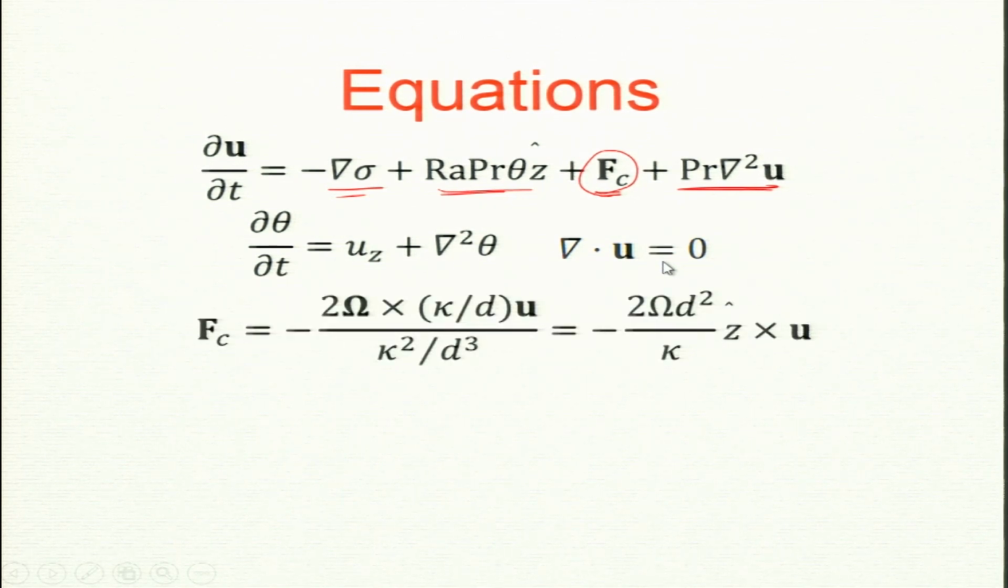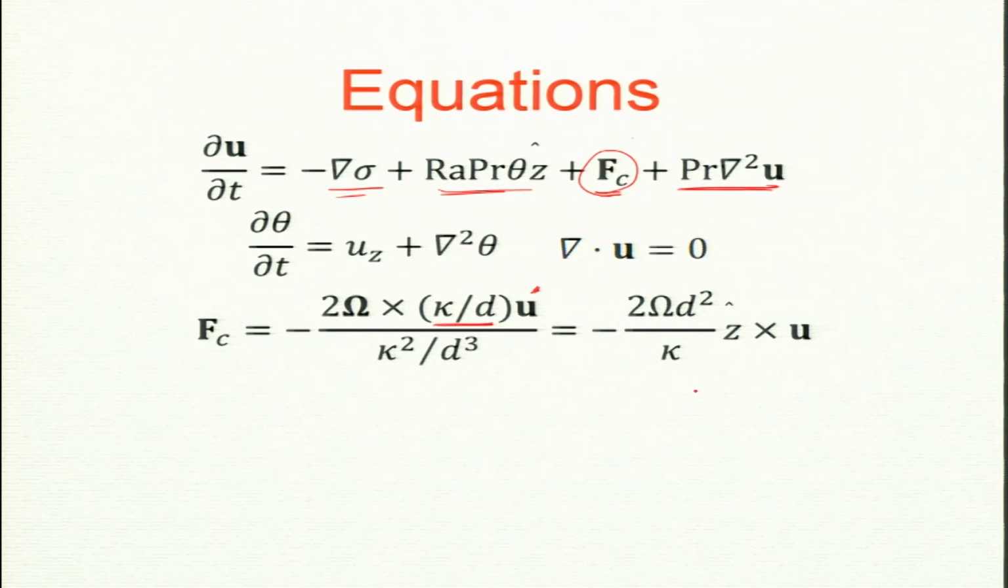I am adding the new term Fc, the Coriolis force, and del dot u is 0. So, Fc I need to non-dimensionalize. Remember, the whole equation was non-dimensionalized. What is the Coriolis force? Minus 2 omega cross u, and this is a derivation you can look at. My non-dimensional velocity field is in units of kappa by d, so this u is non-dimensional, and I divide the whole thing by kappa squared by d cubed.